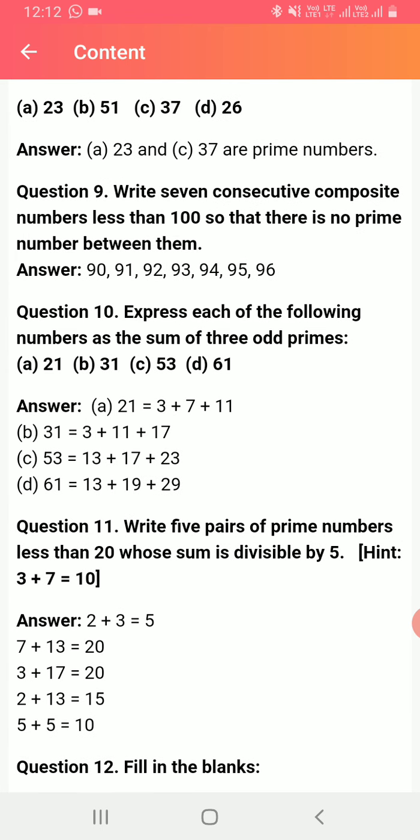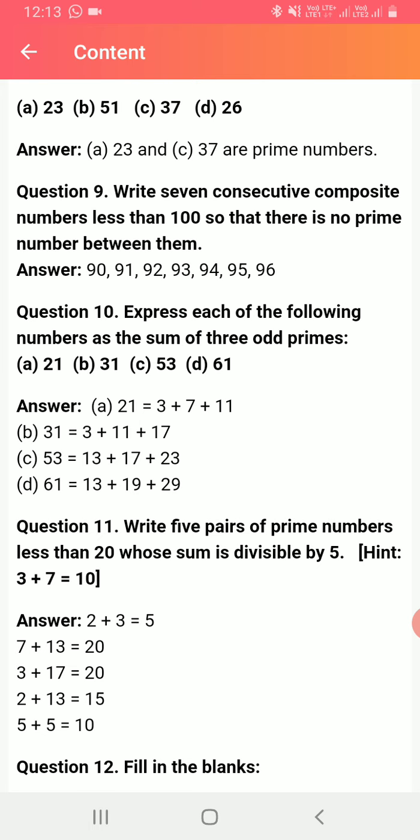Similarly, B, 31 is equal to... So how are they saying? They are adding 3 plus 11 plus 17, choosing three prime numbers. When you add them, you get the answer as 31. Next one is 53 and 61. In both the cases also you can notice they have chosen only prime numbers. When the three prime numbers are added, you will get the given number.